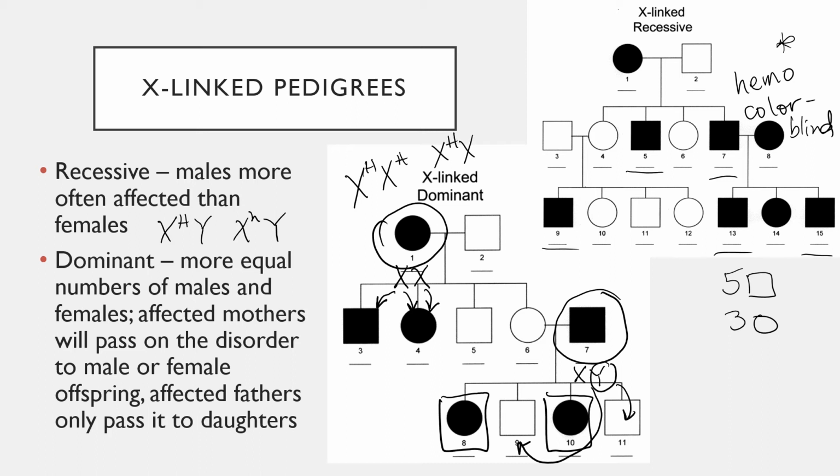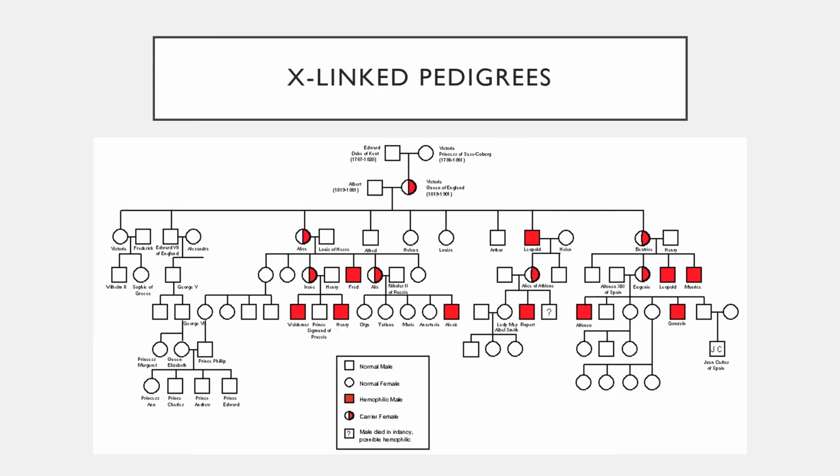If that female is heterozygous, there's the possibility that they can give an unaffected allele to a daughter, and their daughter would be unaffected, or they can give that affected allele to a daughter, and the daughter would have the disorder. So you just have to pay close attention when you're looking at these particular types of pedigrees.